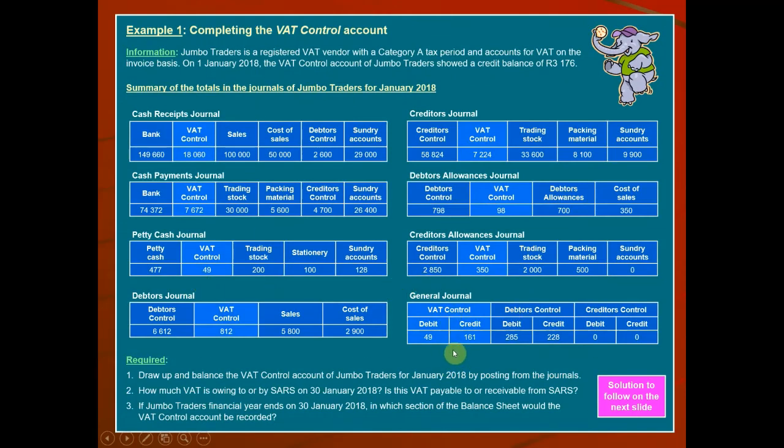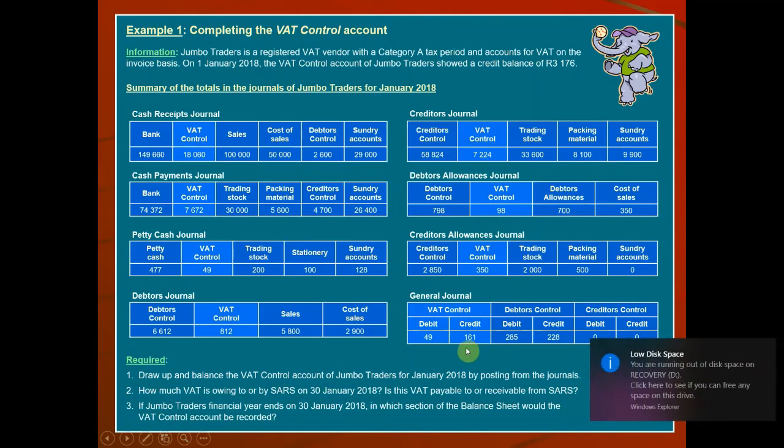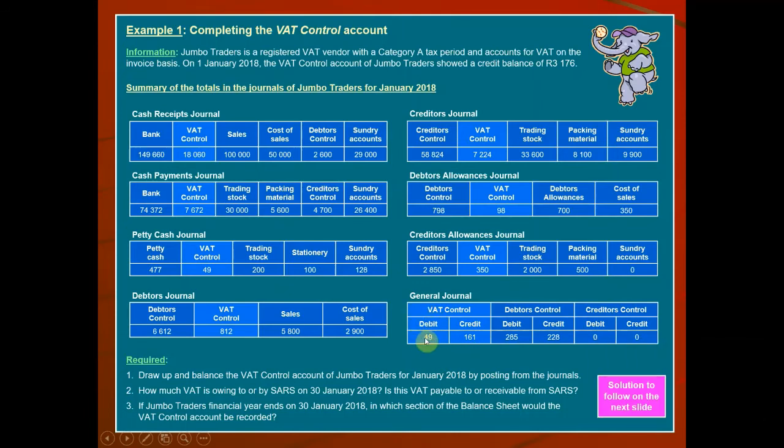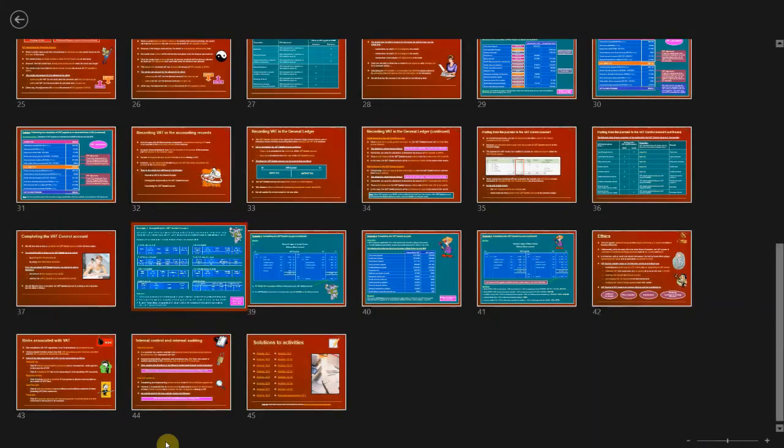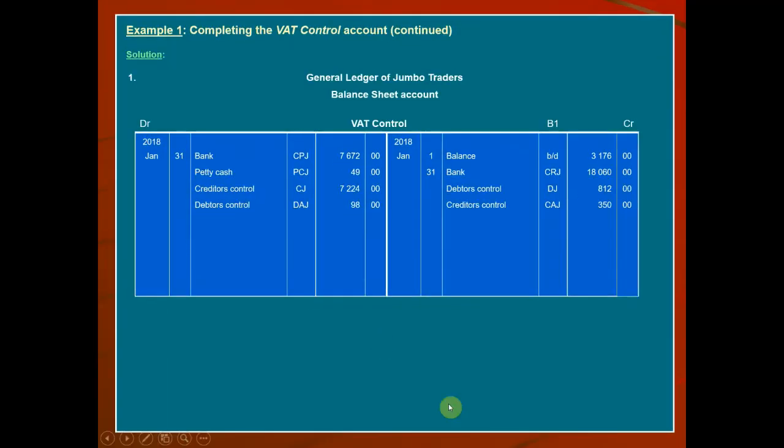And then finally, the general journal, there could be debits and credits. It forms part of the so-called journal debits and journal credits. So we will debit the VAT control account with the debits. We will credit the VAT control account with the credits. So we debit it with the debits. Journal debits is the name of the other account. It's a collective. And then journal credits on the credit side.